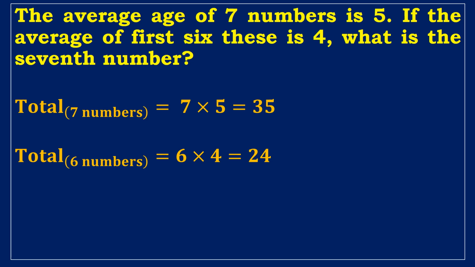Now we can subtract the sum of the first 6 numbers from the sum of all 7 numbers to find the 7th number. 35 minus 24 equals 11. So, the 7th number is 11.